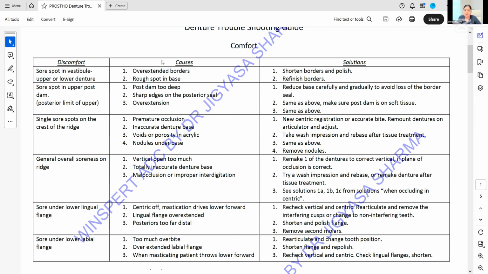And if there is a problem with the entire base or the occlusion, interdigitation: for the base, again, you take a wash impression and try to rebase and smoothen it out and give an accurate base. Or if there is an interdigitation problem, that means malocclusion or improper interdigitation, then for individual types of occlusion problem, you will have to see that when there is a problem with the centric, interdigitation is a centric relation problem, right?